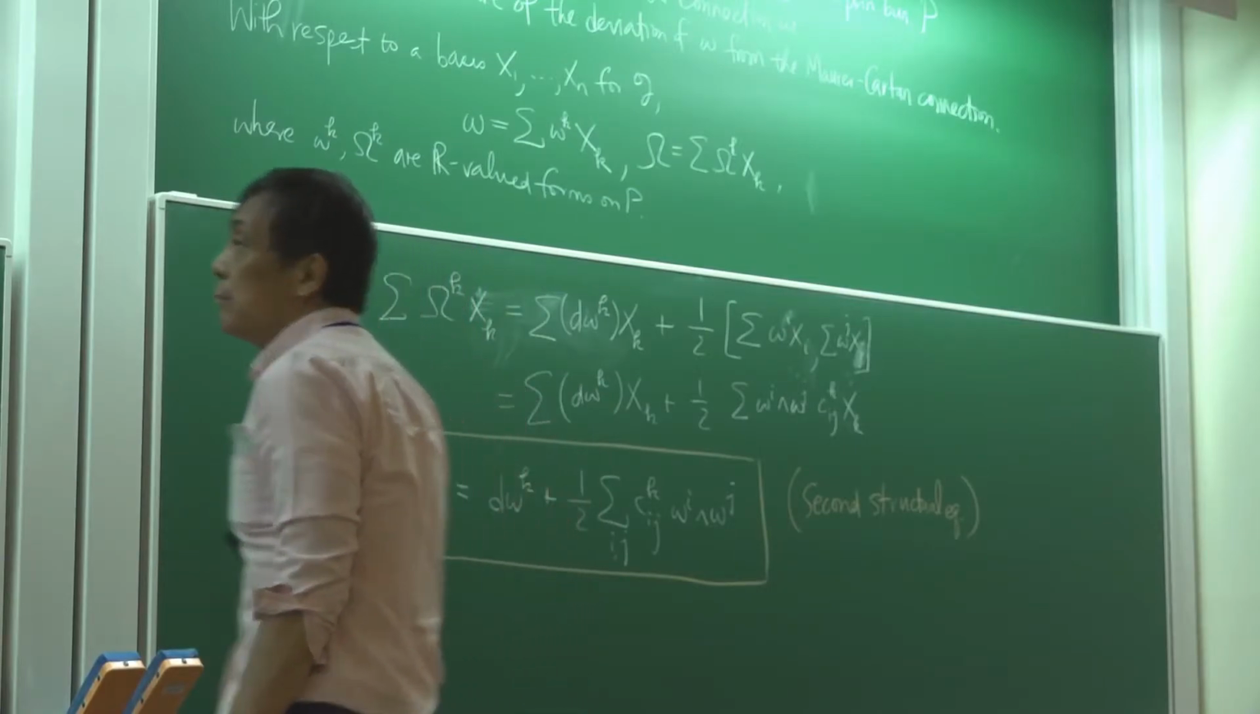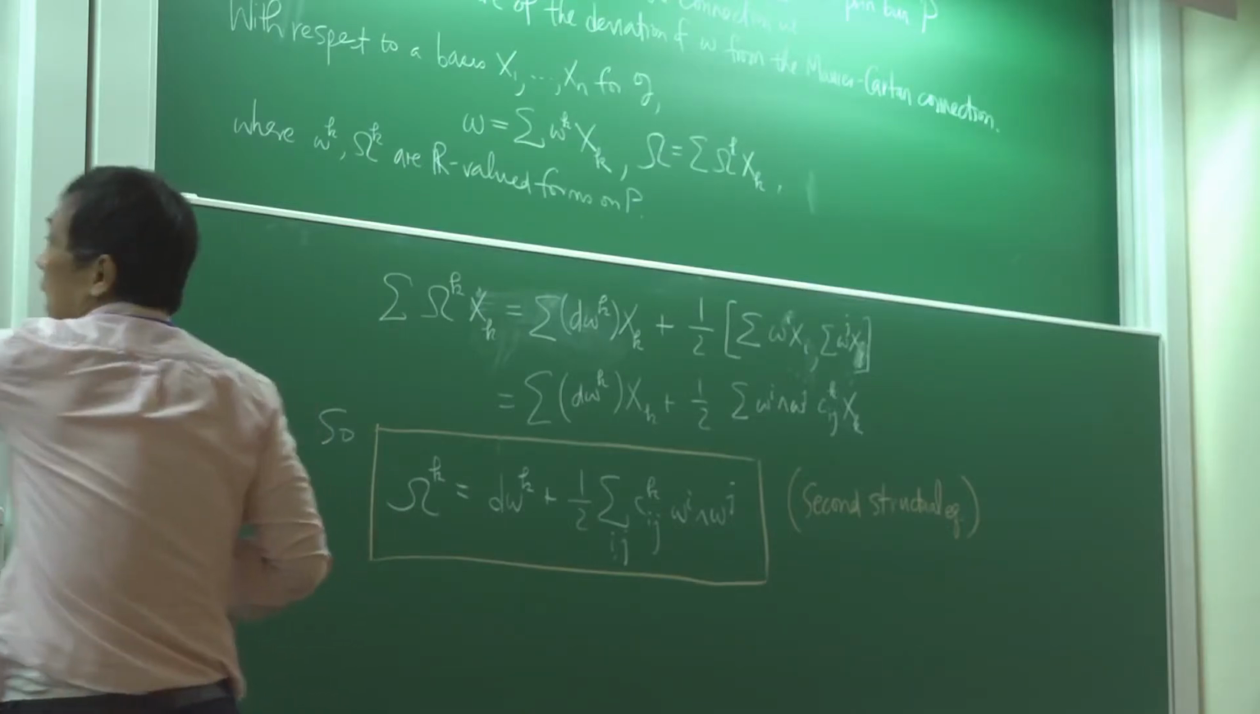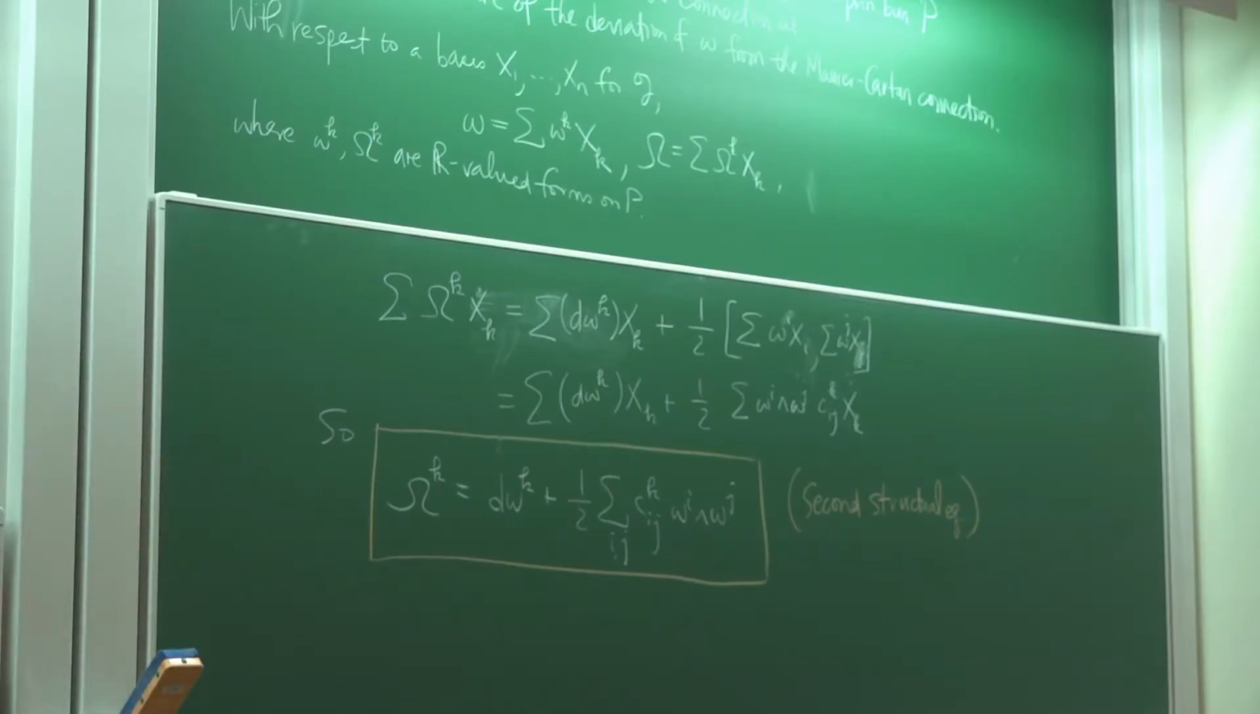And then now there's another equation. It's d of the curvature. What is d of the curvature? Right? So, theorem. This is called Bianchi's second identity.